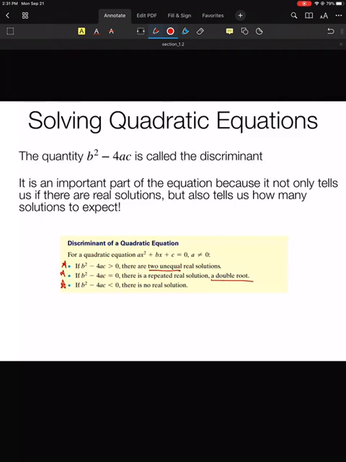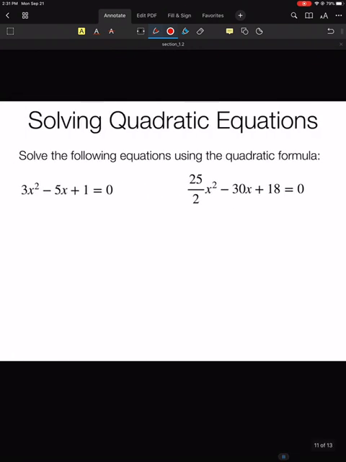So let's get down to the business of actually solving a quadratic equation using the quadratic formula. We'll start off with the standard example: 3x squared minus 5x plus 1 equals 0. The most important part in using the quadratic formula to solve these types of quadratic equations is that you need to identify what a, b, and c are.